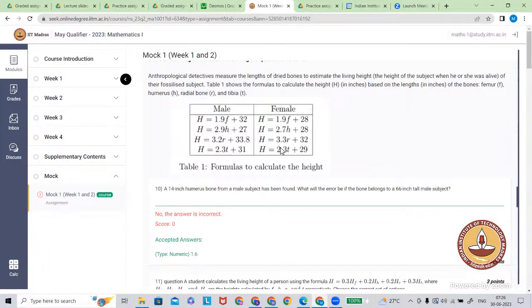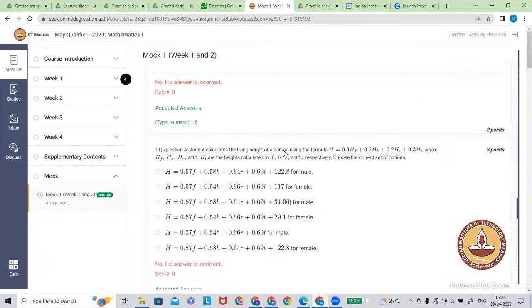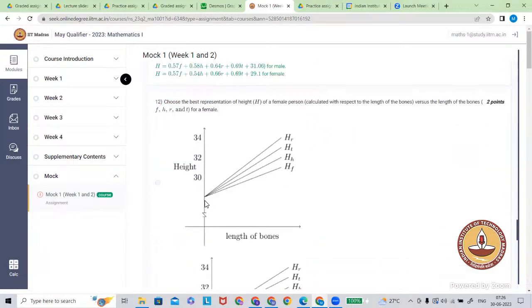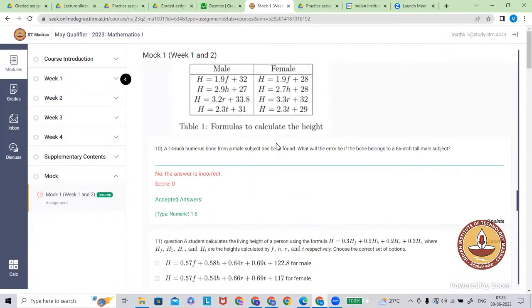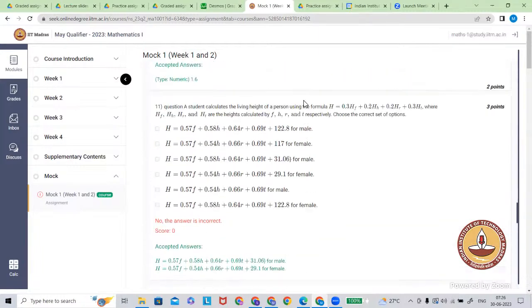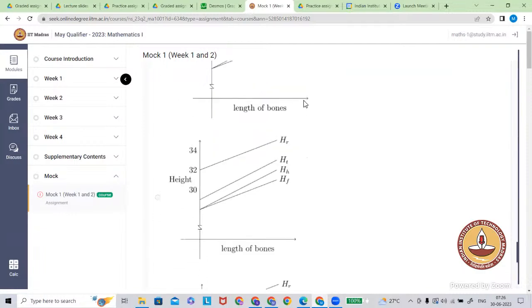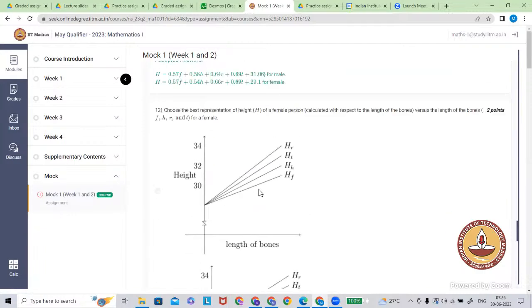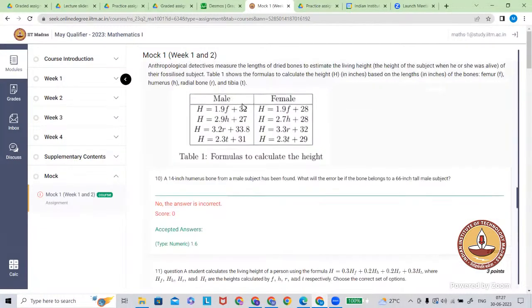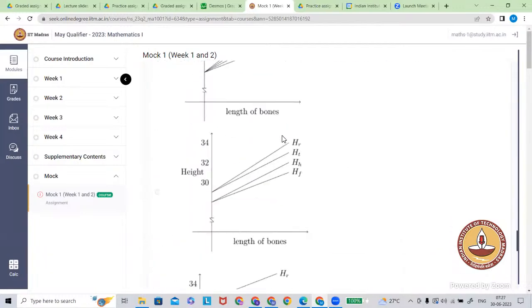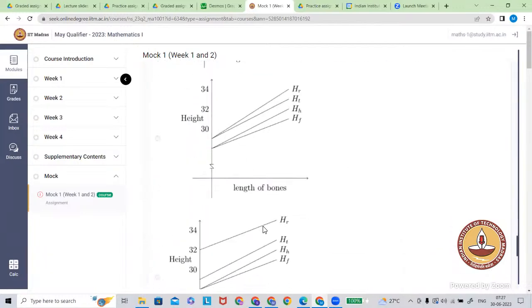Whichever has the larger slope will be steeper, right? Here you can see 2.9 is the maximum. HR has 32, so it is totally different also, and it will be above all. Just need to compare: HR is going to be above all others.